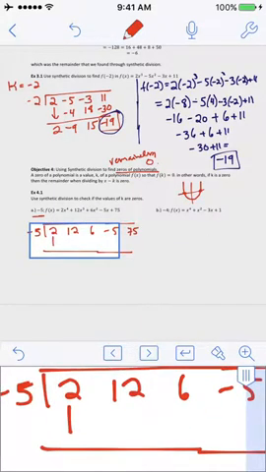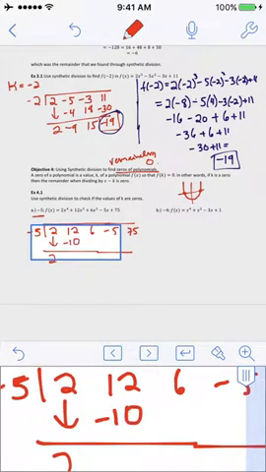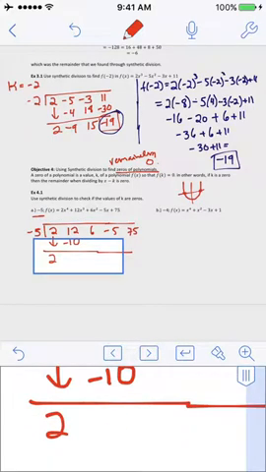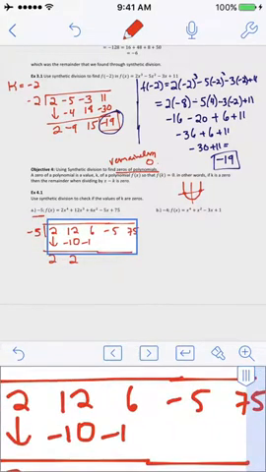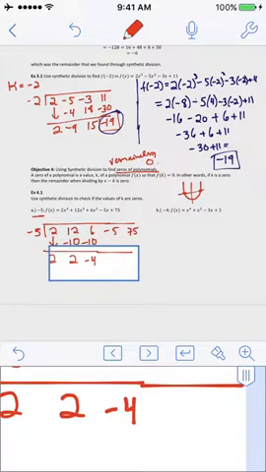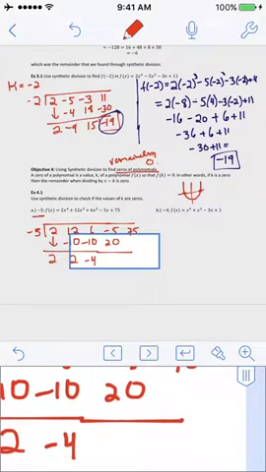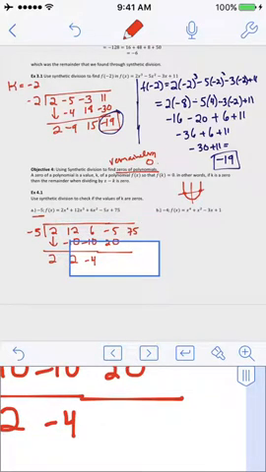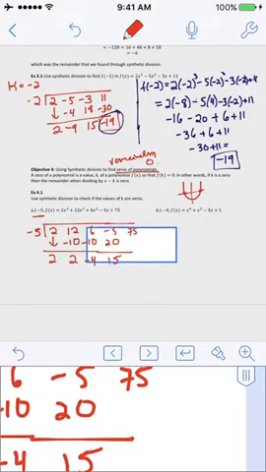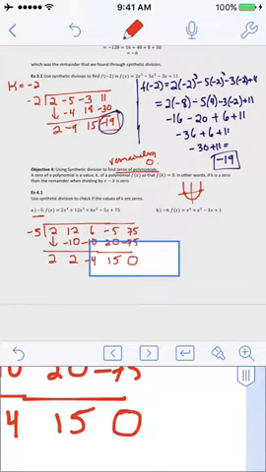Alright, so drop it like it's hot. 2 times -5 is -10. 12 minus 10 is 2. Or in other words, 12 plus -10 is 2. 2 times -5 is -10. 6 plus -10, -4. -4 times -5 is a positive 20. 20 minus 5, that would be a 15. 15 times -5, that's going to be a -75. -75 plus 75 is a 0.